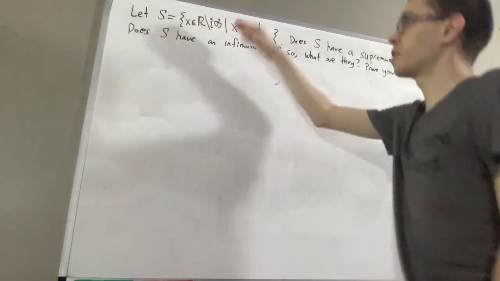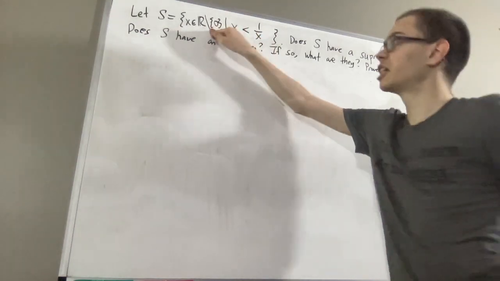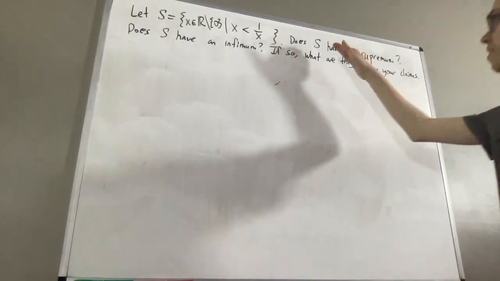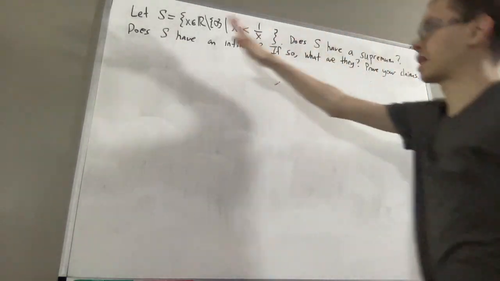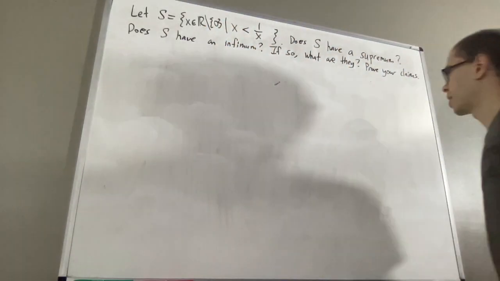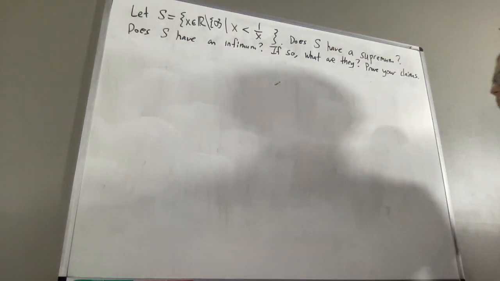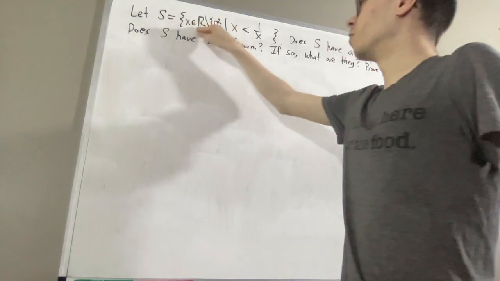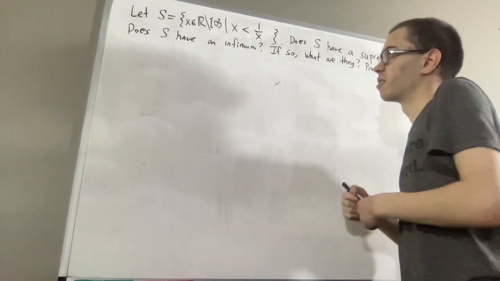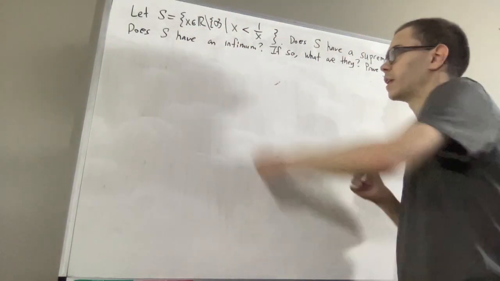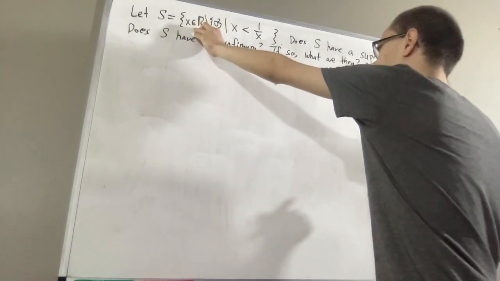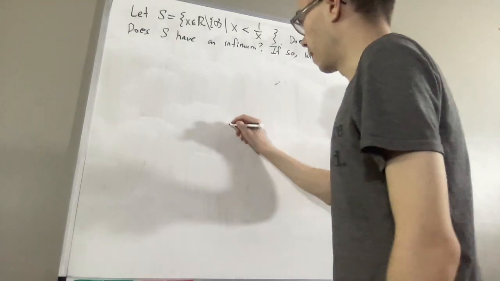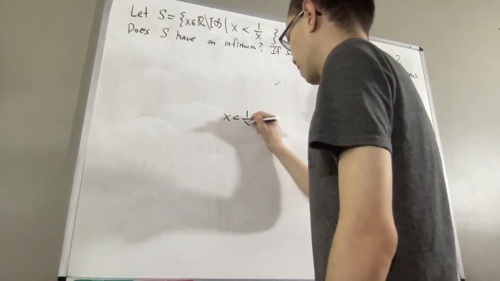Let S be the set of non-zero real numbers such that x is less than 1 over x. Does S have a supremum? Does S have an infimum? If so, what are they? Prove your claims. So, let's think about what the set looks like. If we consider an arbitrary non-zero real number in this set, we have x less than 1 over x.